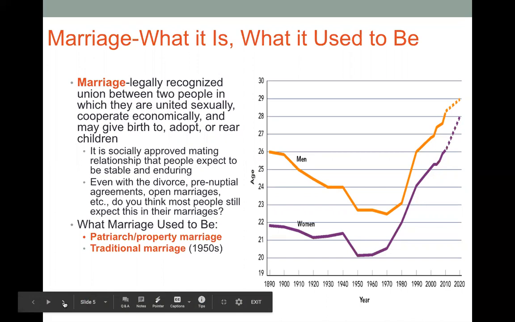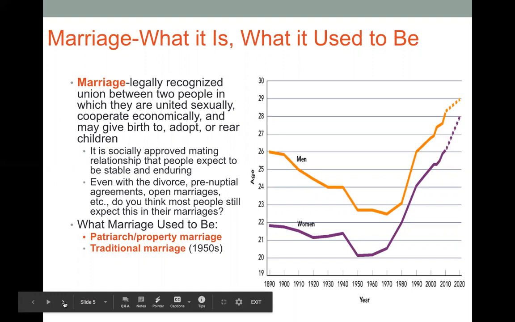So before we start talking about these different changes, we're going to talk about changes related to sexual intimacy, changes related to courtship and dating, and then changes related to marriage. Before we get started, let's introduce the concept of marriage. Marriage is a legally recognized union between two people in which they are united sexually, cooperate economically, and may give birth to, adopt, or rear children. It is the socially approved mating relationship, and it's one that people expect to be stable and enduring.